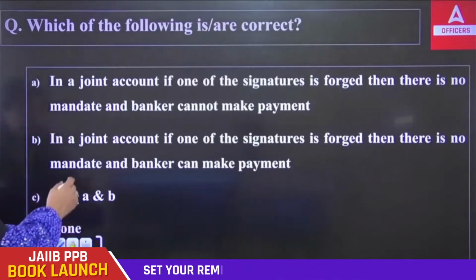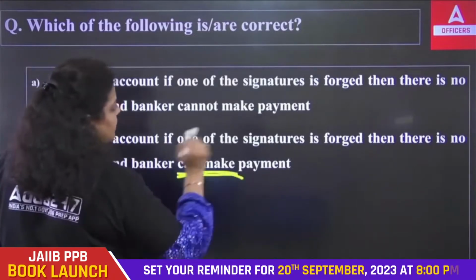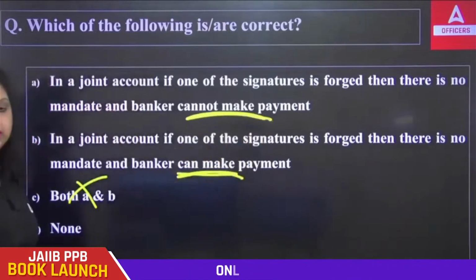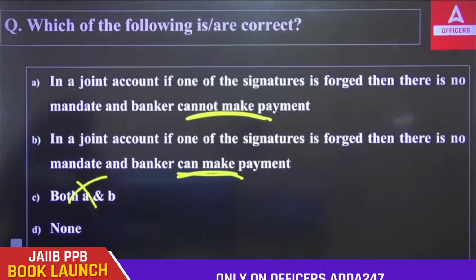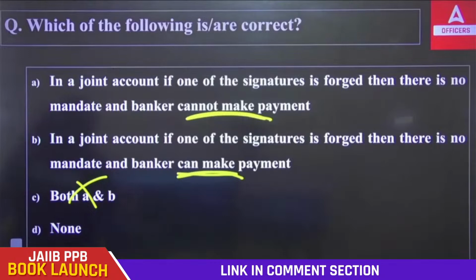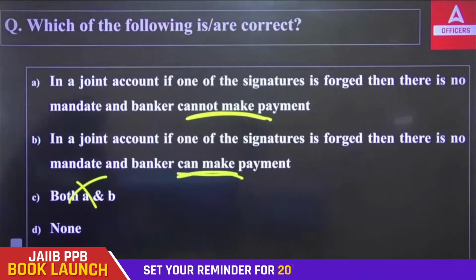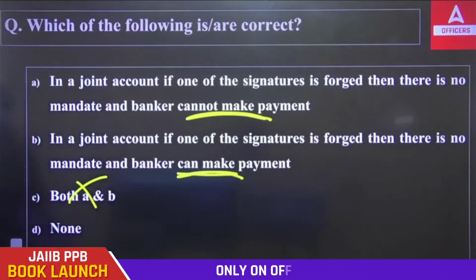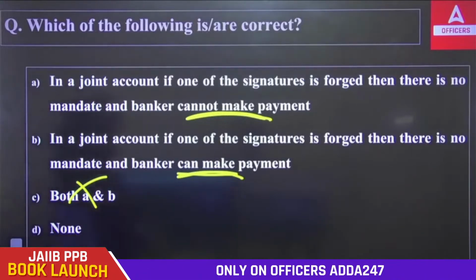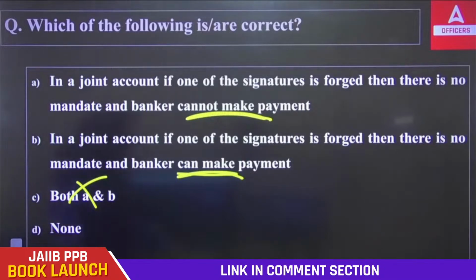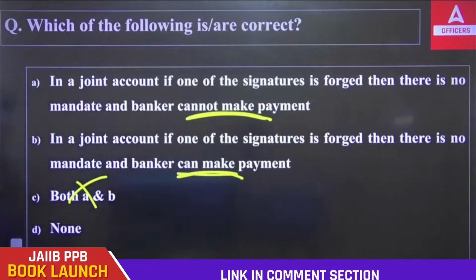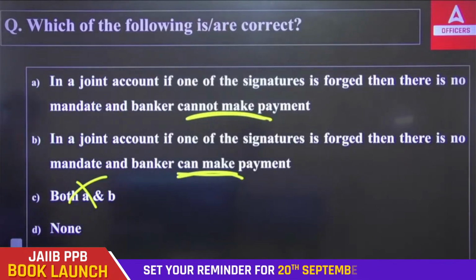So it can't be both. First is saying the banker can make payment, the first is saying the banker cannot make payment. So it can't be the C option. So which of the following is correct? In case of a joint account, one of the signatures is forged, then there is no mandate, so the banker cannot make payment, or the banker can make payment. What do you think? Which of the following will be correct? A, B or D? It can't be C, right? So you have to find out A, B or D.